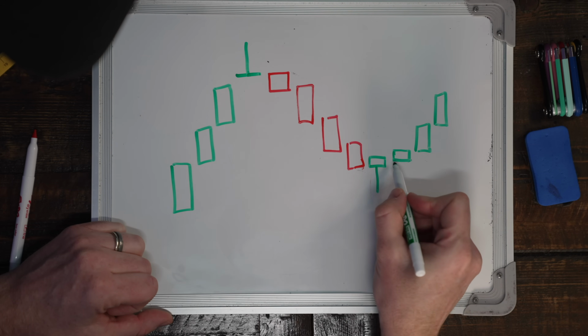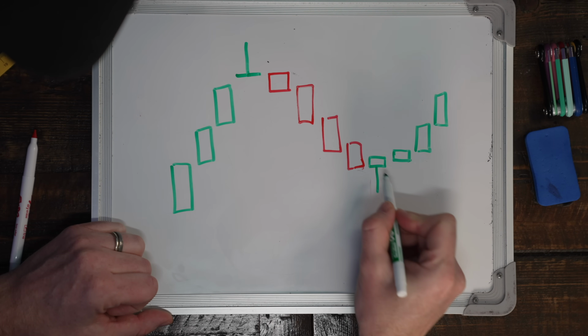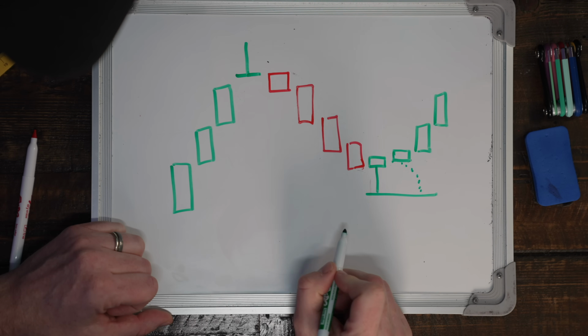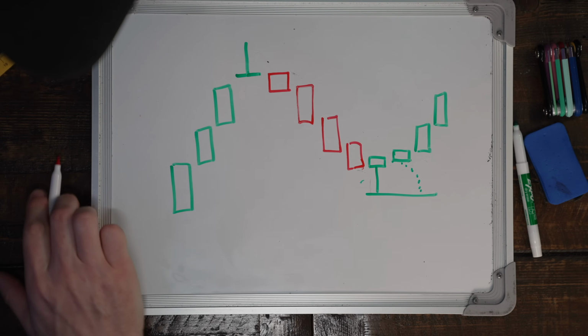Why is it called a hammer? Well, it kind of looks like a mallet. See, you've got the little body of the mallet and the little handle. And the saying is that this is hammering out a base. So what happened inside that candle?